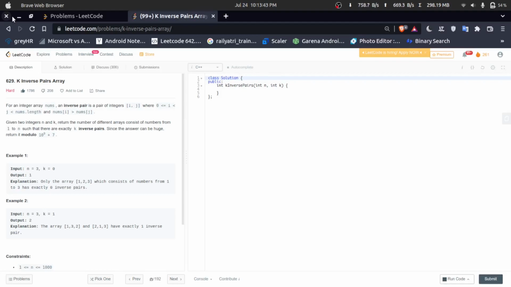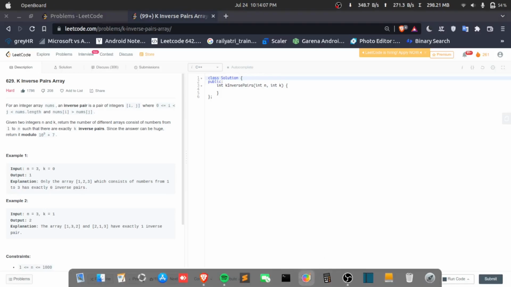It could be a large number, so that's why the answer is given modulo 10 to the power 9 plus 7. Let's focus on how I am trying to solve this problem, and after that I will dry run it, and then implement my logic as code.